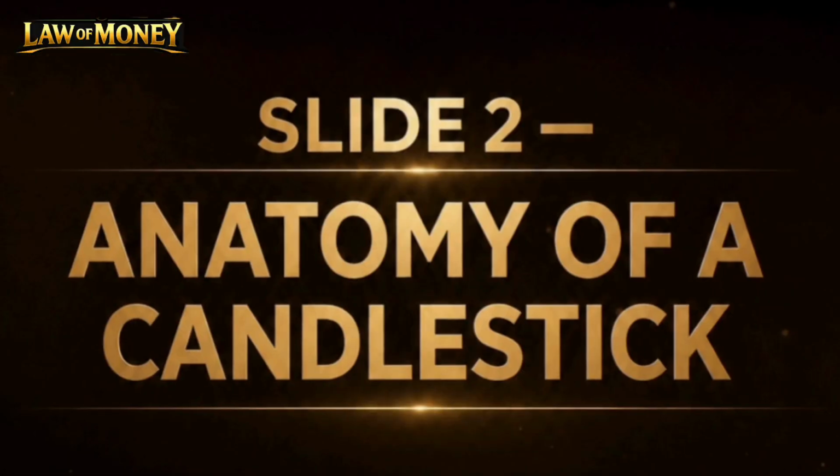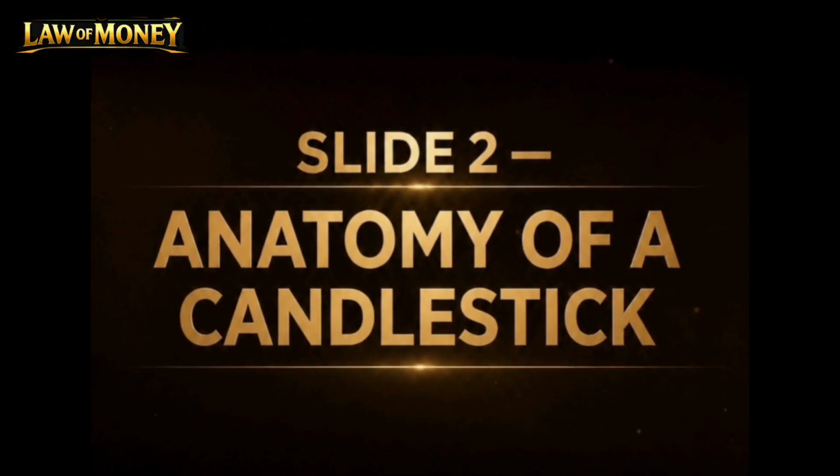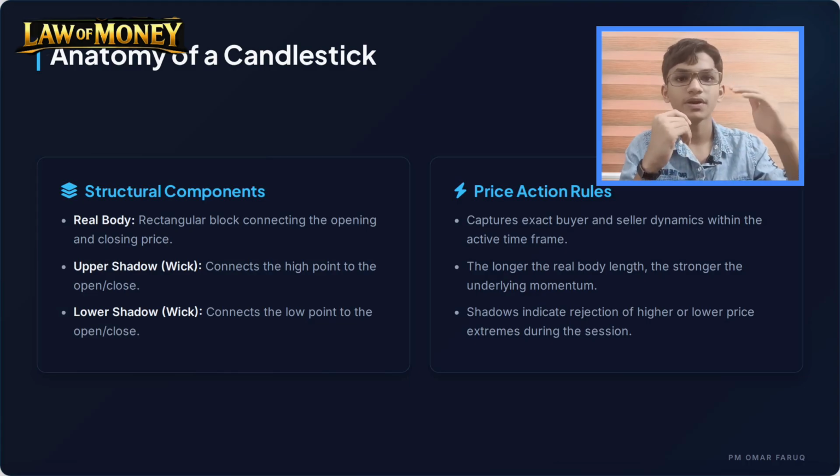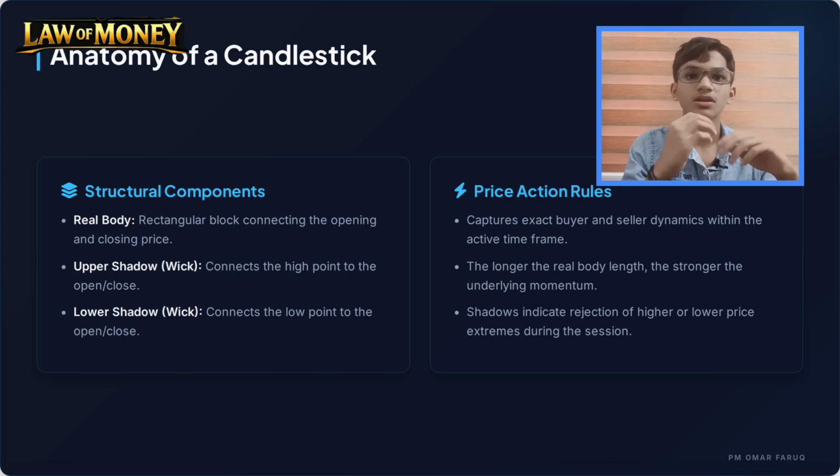Anatomy of candlesticks. A candlestick is built around four important prices: open, high, low, and close, commonly called OHLC. The real body represents the distance between the opening and the closing prices. If the close is above the open, we generally call it a bullish candle. If the close is below the open, it is bearish.